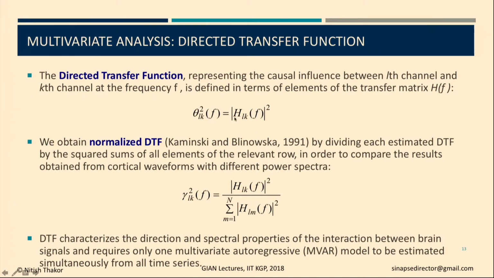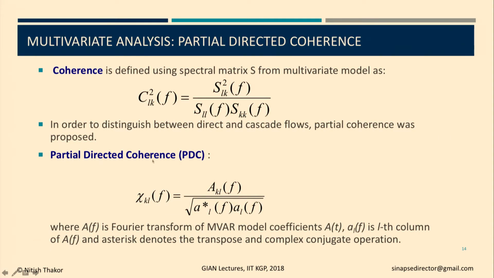Directed transfer function is another measure of causality, the influence from one channel to another channel at a frequency, and it is a transfer matrix. Then there is a normalized DTF and so on and so forth, right. So, there are lots of tools: coherence, auto spectrum versus cross spectrum of two different signals, partial directed coherence.